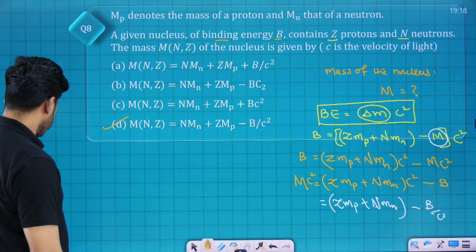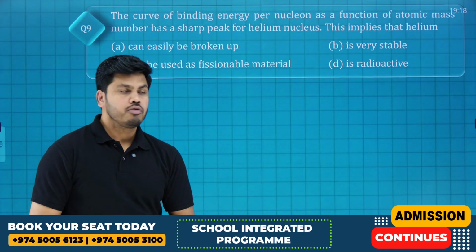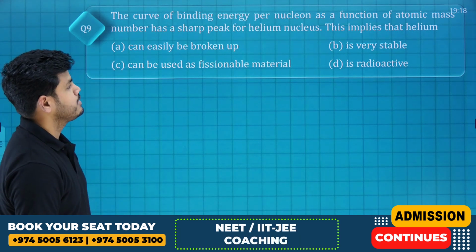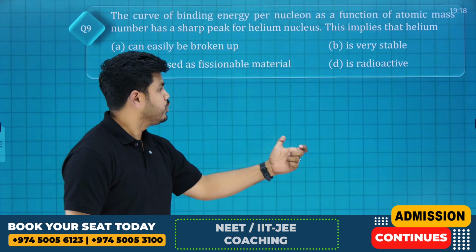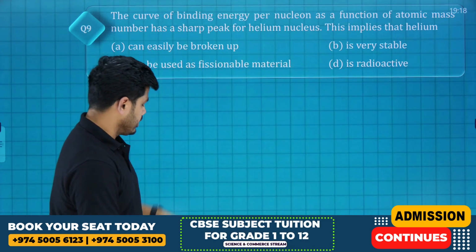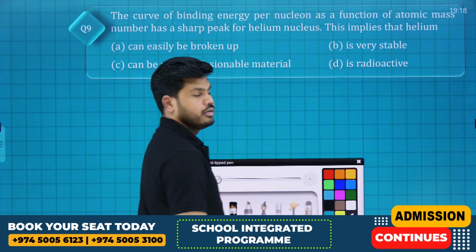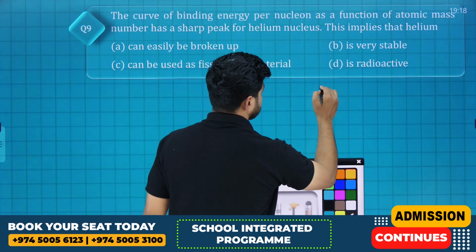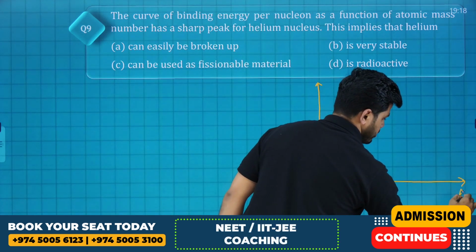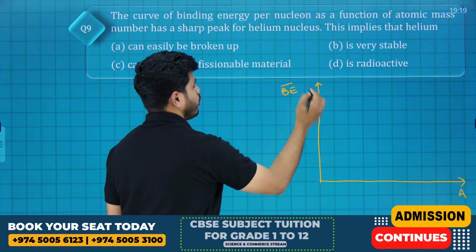Now, let's move on to the next question. The curve of binding energy per nucleon as a function of atomic mass number has a sharp peak for the helium nucleus. This implies that the helium nucleus has one of the following properties. The question is about the binding energy per nucleon graph, with mass number taken along the x-axis and binding energy per nucleon along the y-axis.